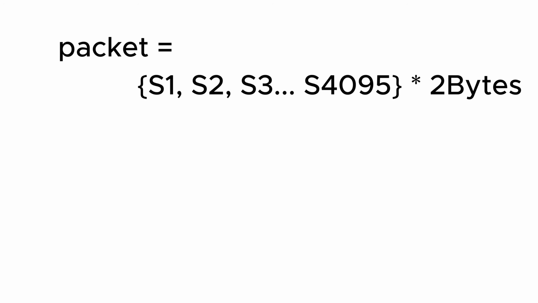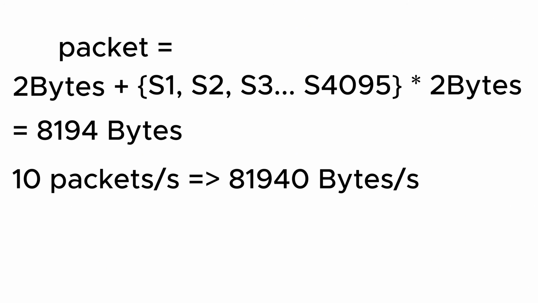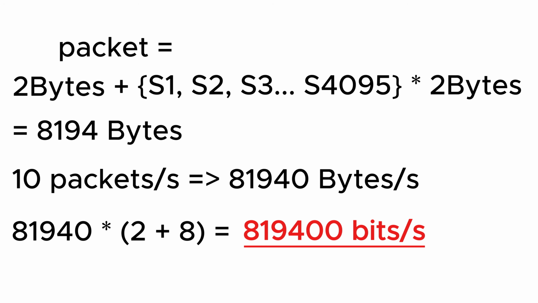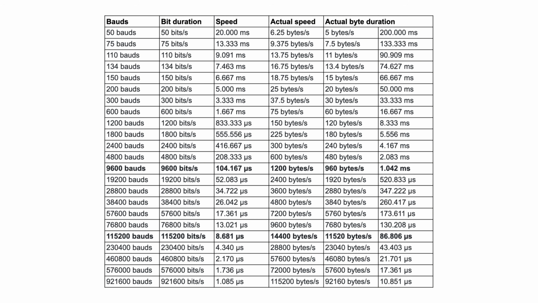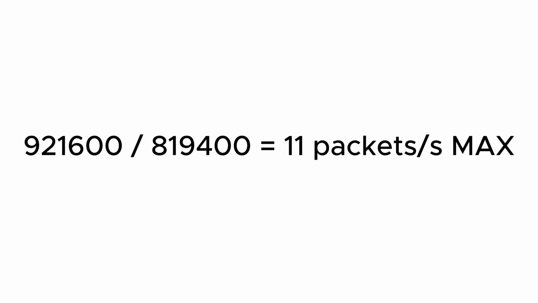Each data packet consists of 4096 samples, 2 bytes each, plus 2 more bytes at the start of each packet. So 8194 bytes in total. Every second 10 packets are being sent, which totals to 81,940 bytes per second. Since the UART protocol adds one start bit and one stop bit to every byte, we actually need 819,400 bits per second just to keep up with that data rate. The closest standard baud rate above that is 921,600, which gives us a real maximum throughput of 92,160 bytes per second, so it should work with a bit of headroom.